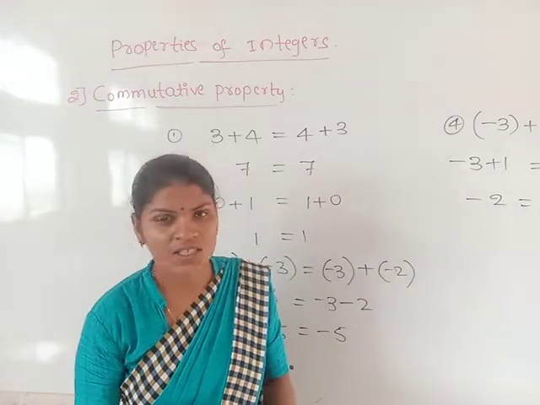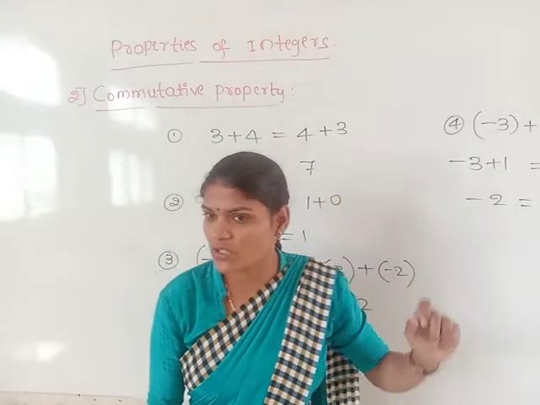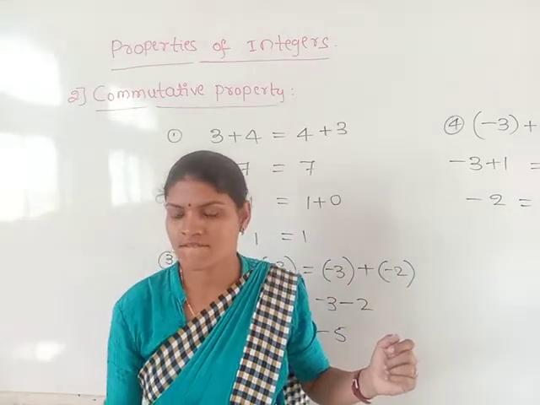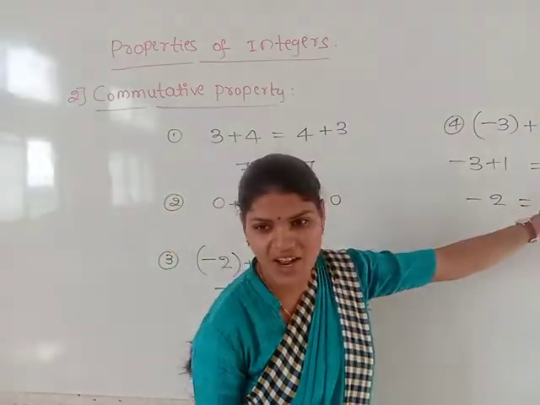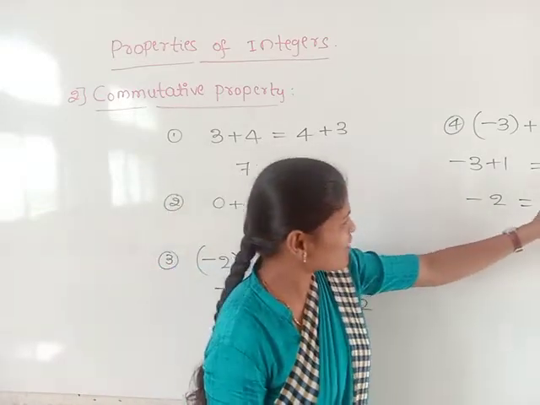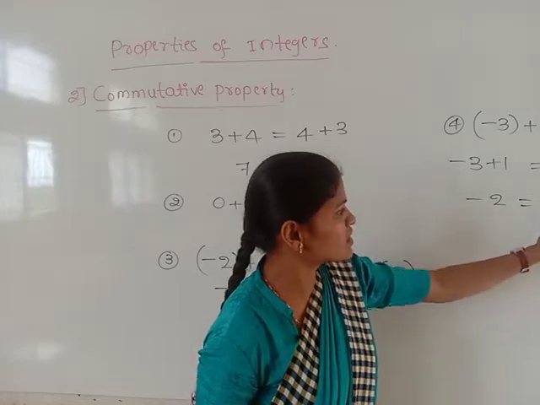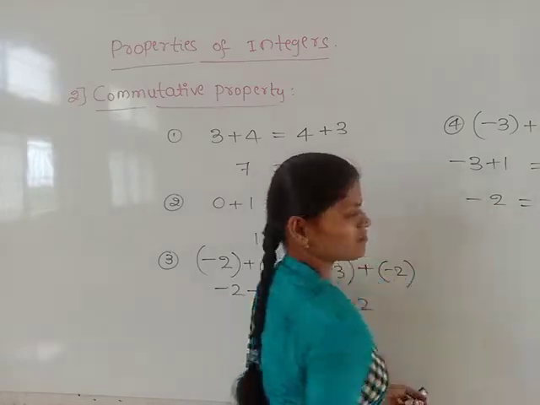Next, here also one positive integer and one negative integer. What do we do? Subtract the smaller number from the greater one. Between 1 and 3, which one is smaller? 1 is smaller. So subtract 1 from 3. Your answer is 2. And use the sign of the greater number, that is minus.